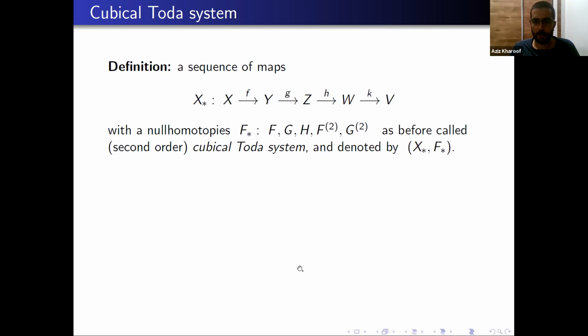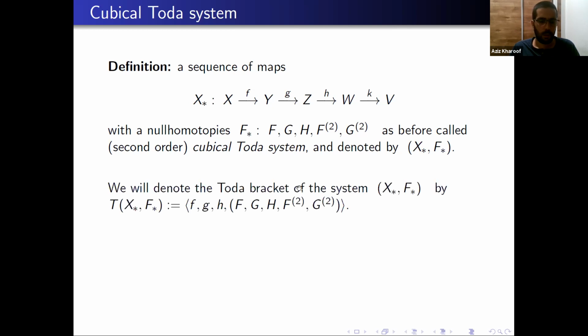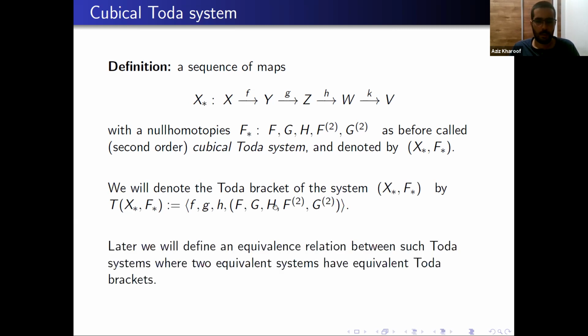Yes, there is someone. Okay, thank you. So now I will denote this by t of x, I mean the underlying diagram, and f is all the null homotopies. I will use this notation from now on instead of this because it's long.